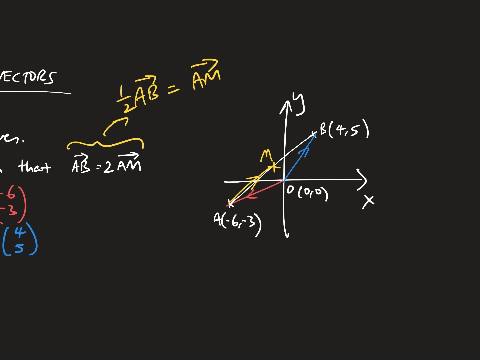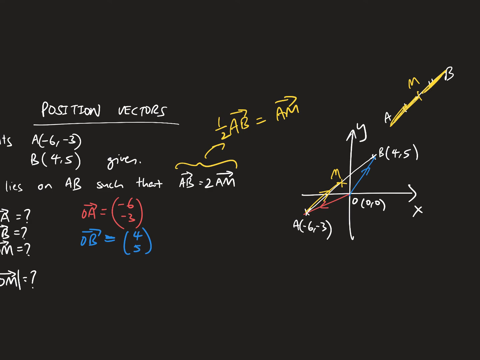If I were to draw it separately, I can say this is AB, I'm just drawing it at the side, and this is M, such that these two are equal because M is the midpoint. Then you can see that AB truly is 2 times AM. 2 times AM will give me AB.